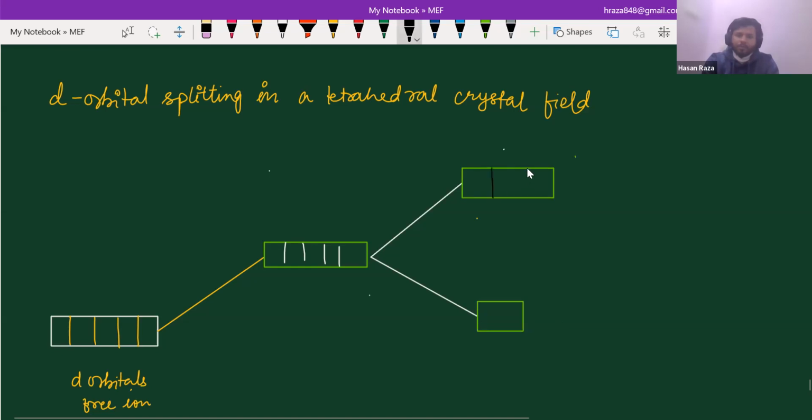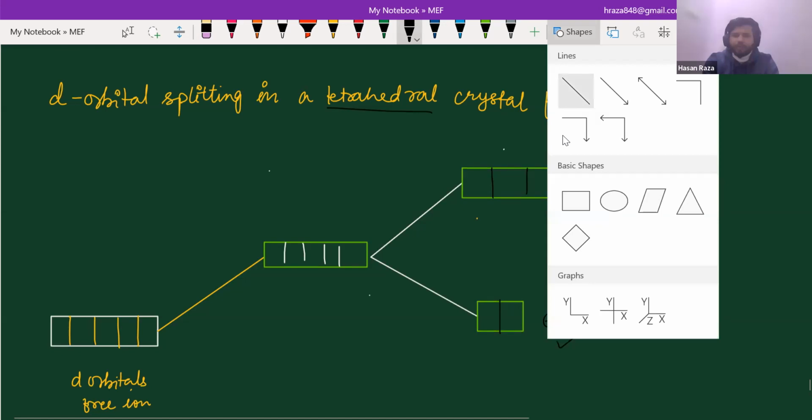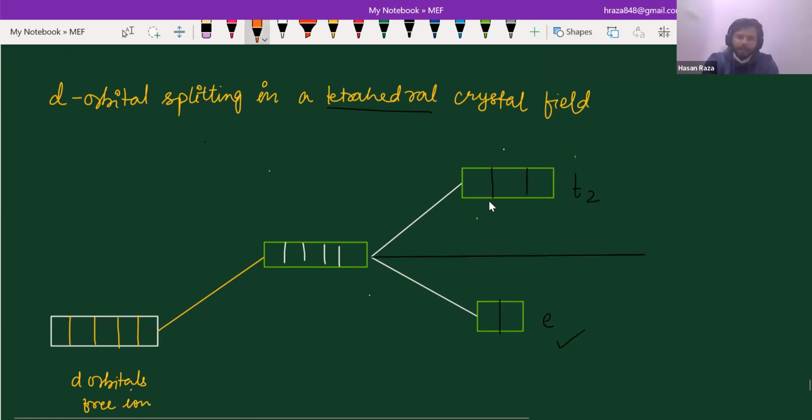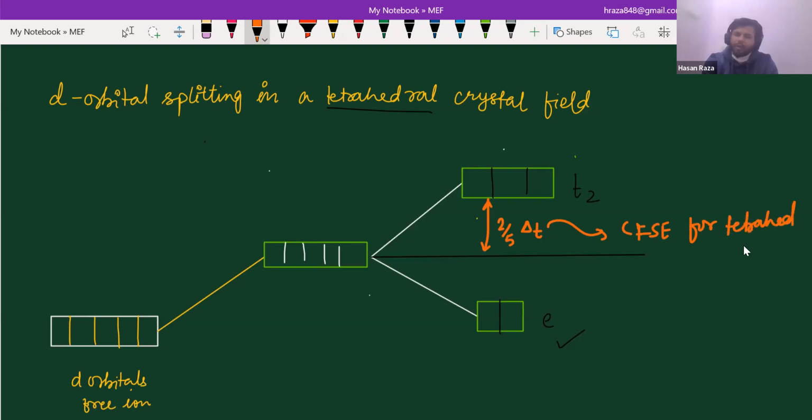Now see, it will be 3 and here it will be 2. For tetrahedral, we call it E and this is T2. And this is the barycenter. This difference is basically 2 by 5 delta T. Delta T is basically the CFSE, that means crystal field stabilization energy, of tetrahedral. Are you getting my point? T is for tetrahedral. Yes. And this energy gap is basically 3 by 5 delta T. So this is how the splitting in tetrahedral takes place. Please do write.